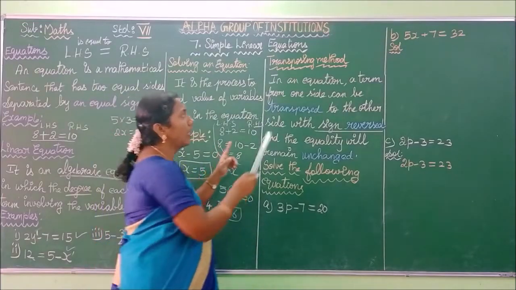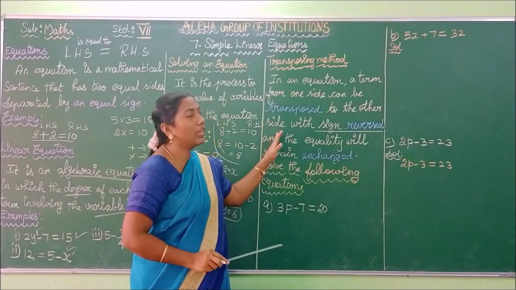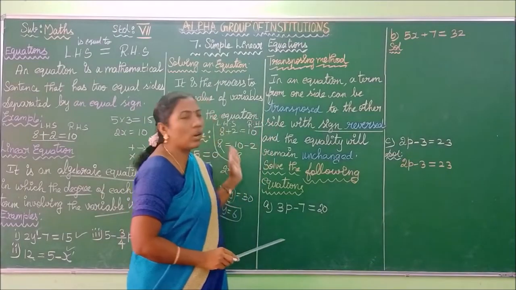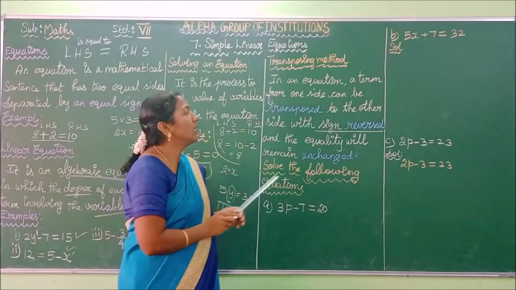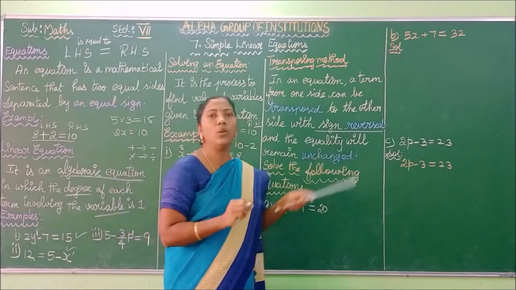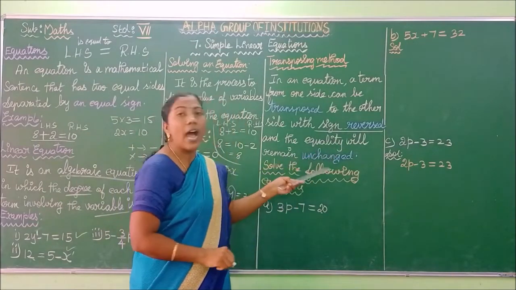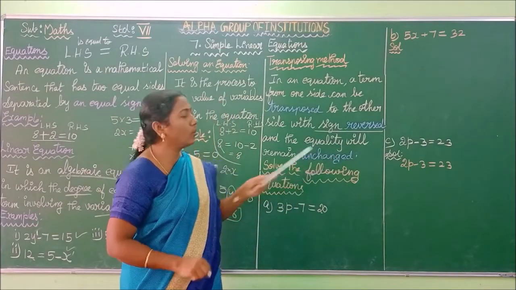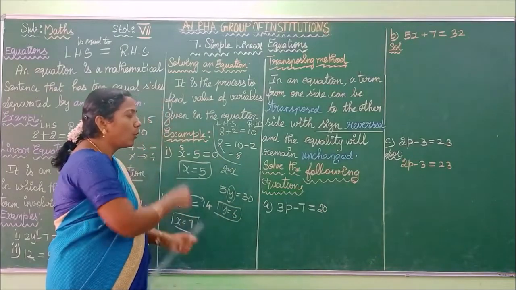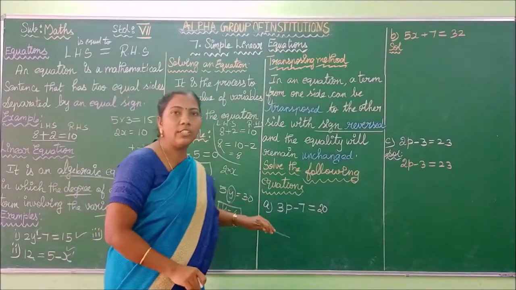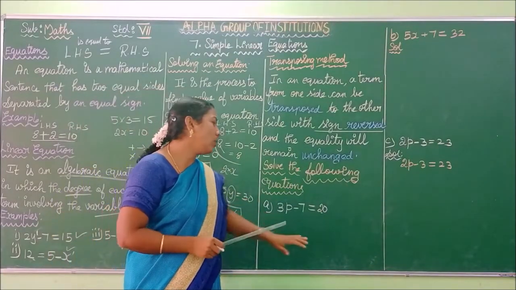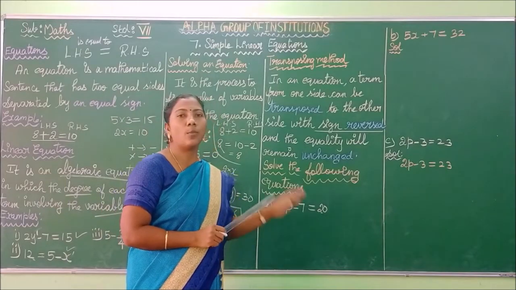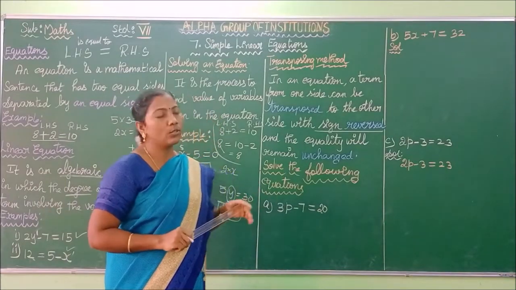That's why they are saying in the transposing method, while you bring a term from one side to another, you must reverse the sign. Then only the equality will remain unchanged. Do you understand, children? Okay, see here. Now we are going to solve the equation. Listen carefully. You have this linear equation up to your higher secondary. So this is a basic.